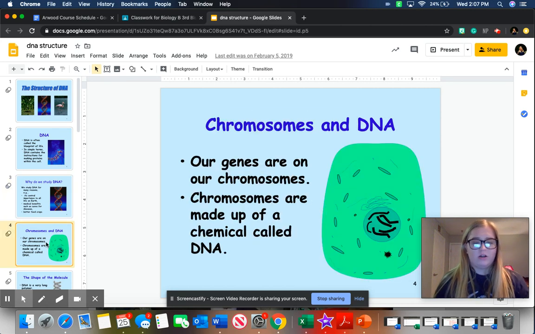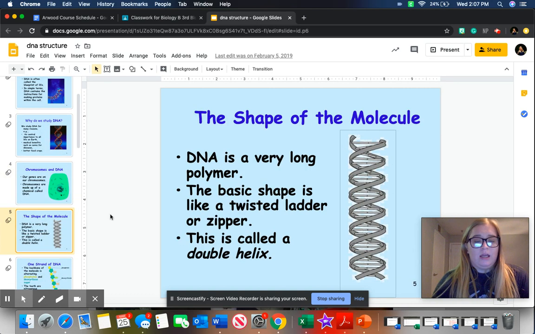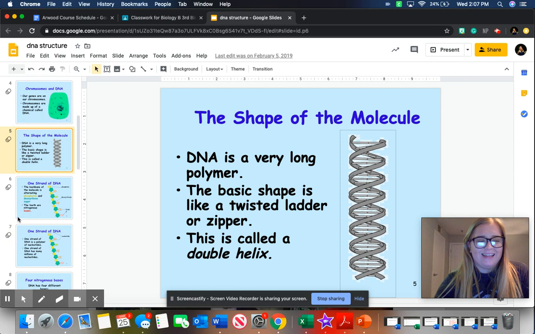So our genes are on our chromosomes, and our chromosomes are made up of a chemical that is called DNA. So that's how DNA relates to your chromosomes. So DNA is a very long polymer, and its shape is called a double helix, so it kind of looks like a twisted up ladder, as you can see right here. I'm sure y'all have seen DNA before, but I'm just supposed to explain it.